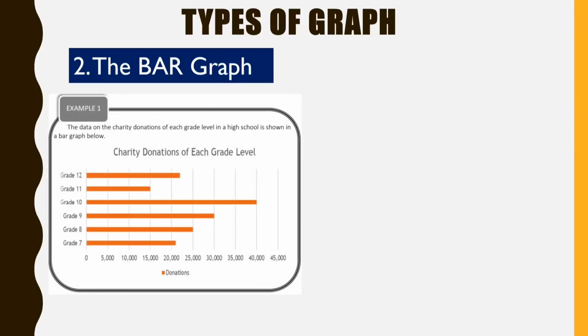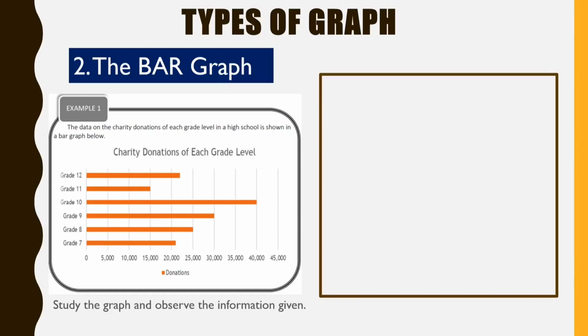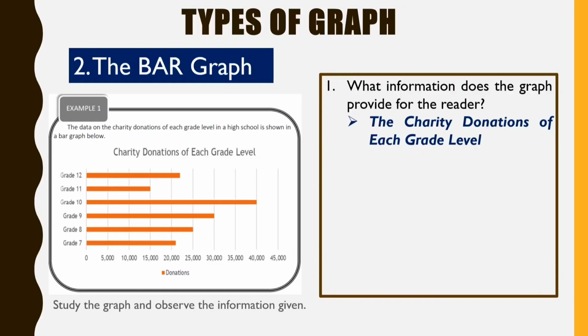Here is an example. The data on the charity donations of each grade level in a high school is shown in a bar graph below. Once again, I want you to study the graph and observe the information given as we answer the following questions. For question number 1, what information does the graph provide for you as the reader? That question pertains to the title of the graph, which is the charity donations of each grade level.